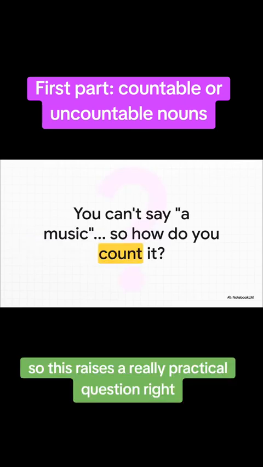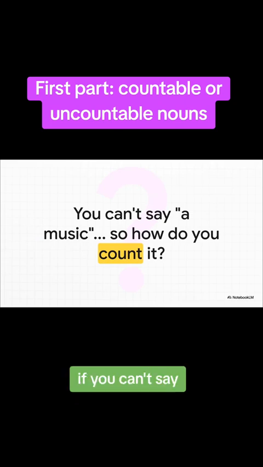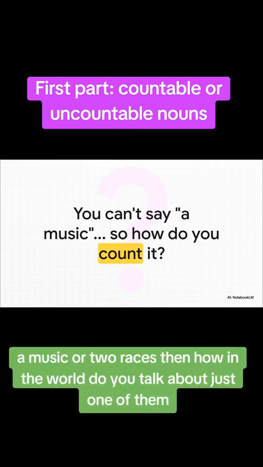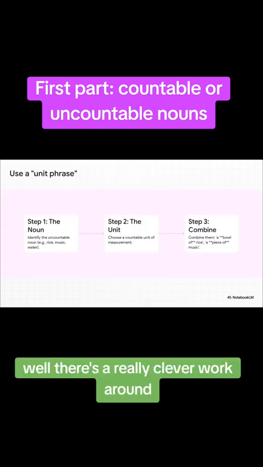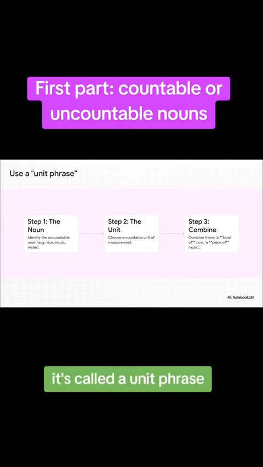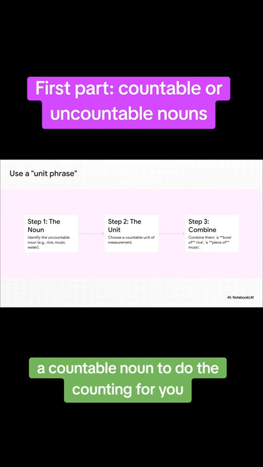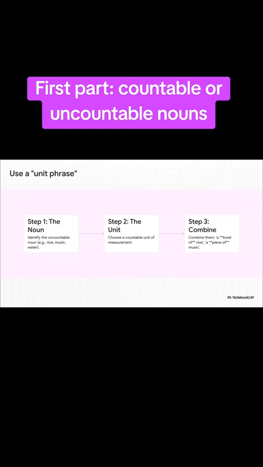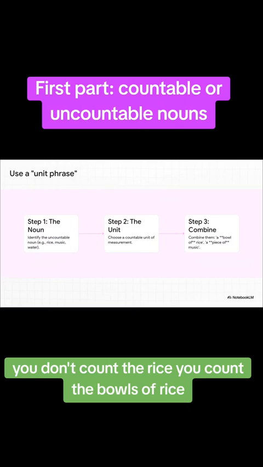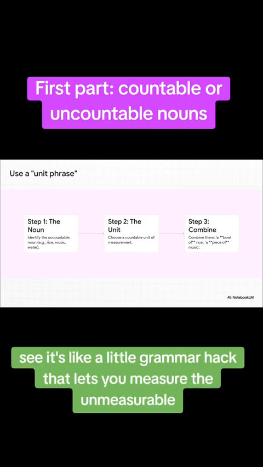So this raises a really practical question, right? If you can't say a music or 2 rices, then how in the world do you talk about just one of them? How do you measure this stuff? Well, there's a really clever workaround. It's called a unit phrase. Basically, you just borrow a countable noun to do the counting for you. You don't count the music, you count the pieces of music. You don't count the rice, you count the bowls of rice. See? It's like a little grammar hack that lets you measure the unmeasurable.